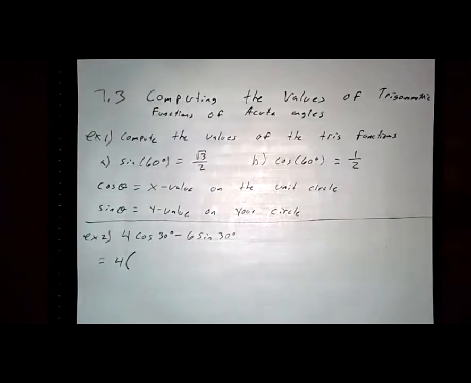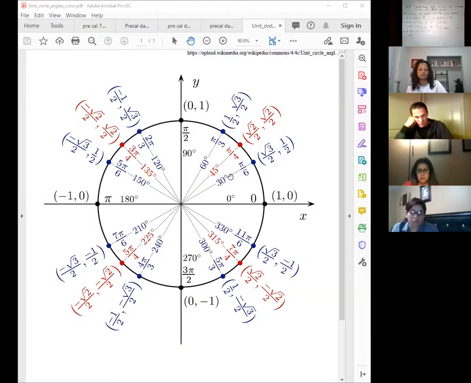Let's look at our circle. Remember the square root 3 over 2? Yeah, I think you're right. So cosine 30, the x value, is this one. So square root 3 over 2 is replacing the cosine. 6. Now sine 30, it's going to be the y value, right? So that will be half.